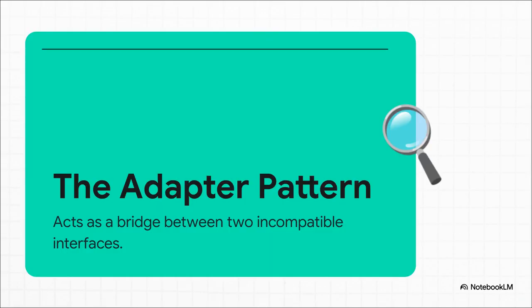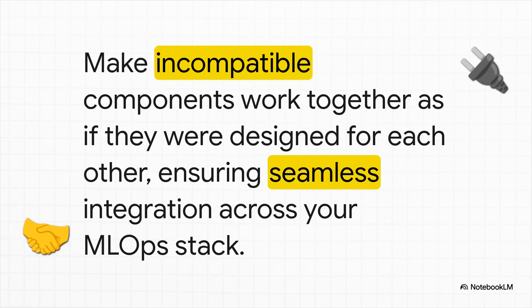Okay, last one for our toolkit, the adapter pattern. This is your universal translator, your secret weapon for making all the different MLOps tools play nicely together. It's basically a bridge that connects 2 things that weren't built to talk to each other. It lets you take 2 totally different components with totally different interfaces and make them work together seamlessly. It's like they were made for each other, even though they weren't. This is how you get smooth integration across your whole system.